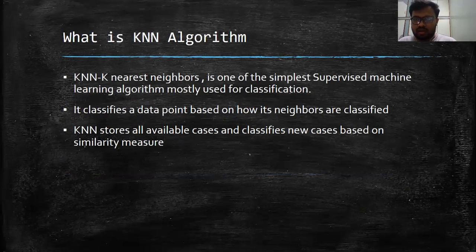So what is KNN algorithm? KNN means K nearest neighbors. This is one of the simplest supervised machine learning algorithms that is used for classification. Basically, KNN has two uses. It is used for classification as well as regression problems, but mostly it is used in classification. It classifies the data point based on how its neighbors are classified. Then KNN stores all the available cases and classifies new cases based on the similarity measure.